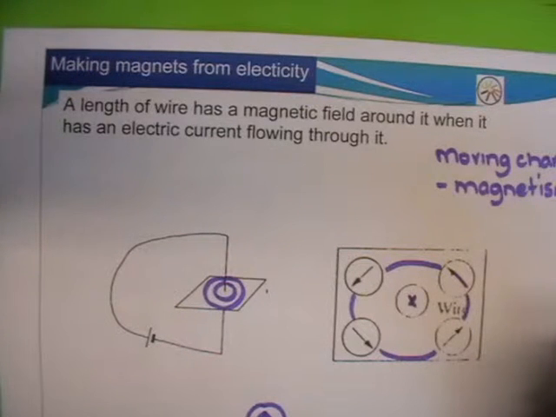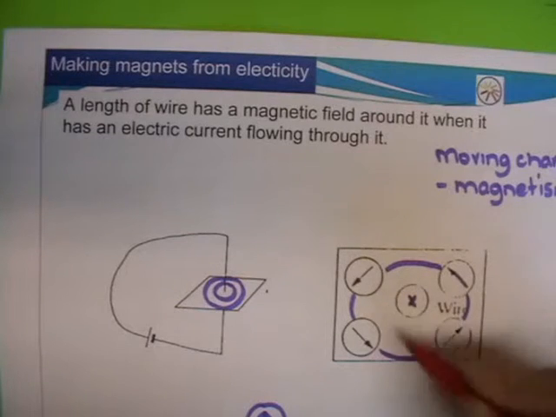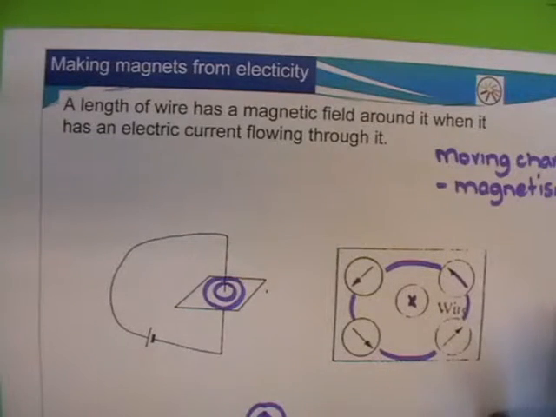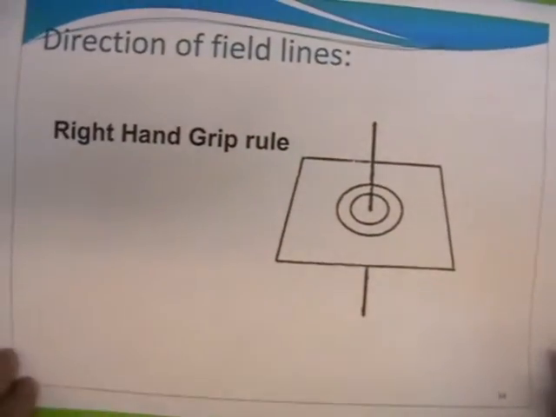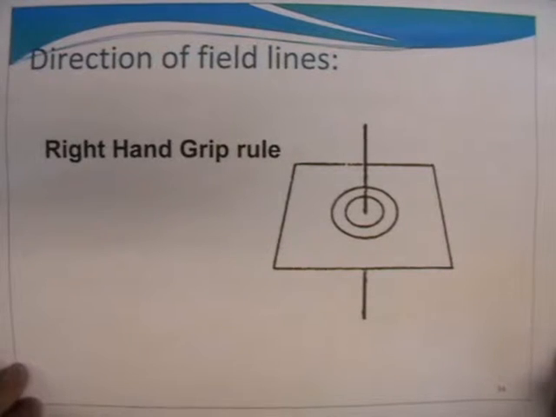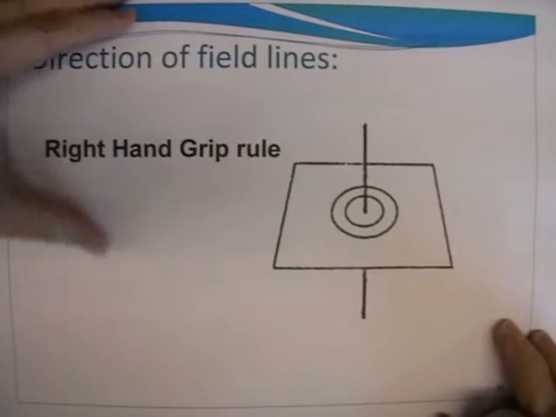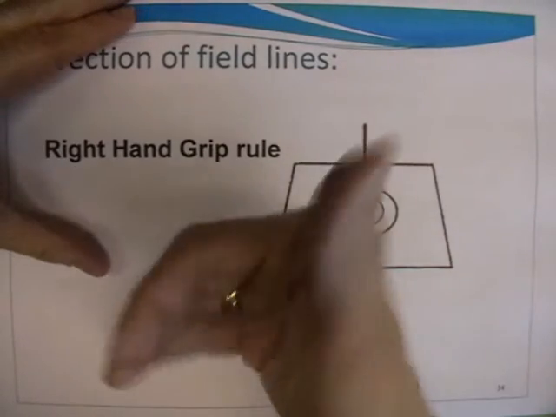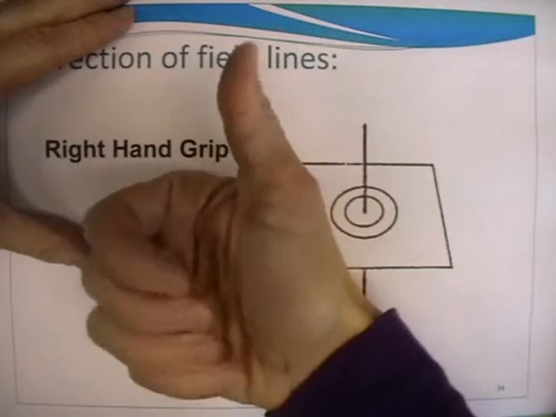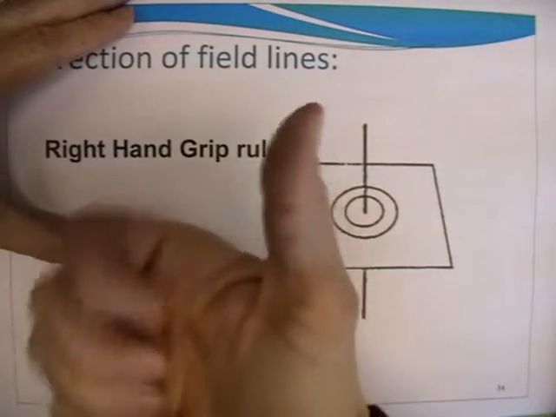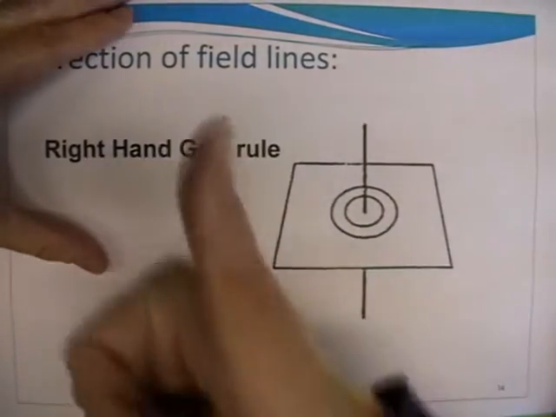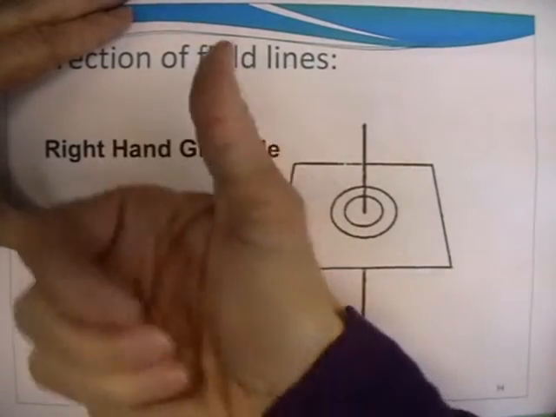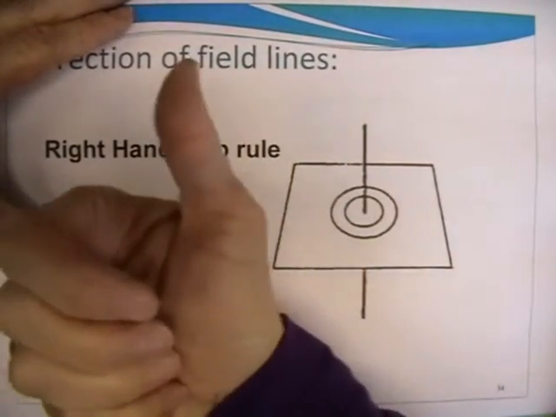Now, there's a way of determining which direction the compasses will move or point. And that way of determining it is called the right-hand grip rule. So I'm just going to show you that. The right-hand grip rule is used in two different ways. It's used in one particular way for a long straight wire. What you do is you put your thumb up like this. When you put your thumb up like that, as if you were thumbing a lift, your thumb points in the direction of the current and your fingers curl around in the direction of the field.